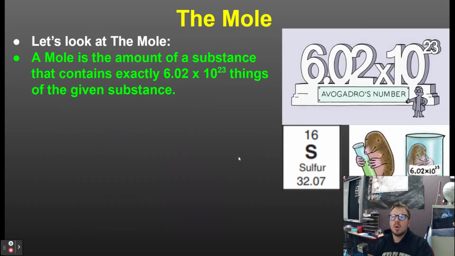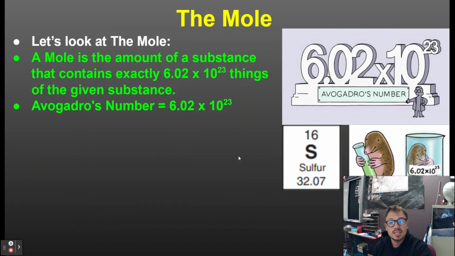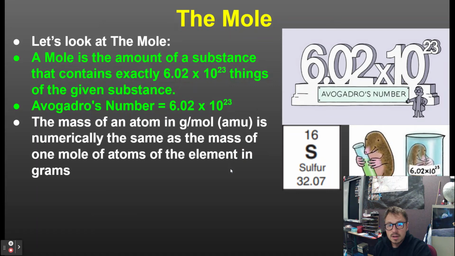So let's take a look at the mole. A mole is the amount of a substance that contains exactly 6.02 times 10 to the 23rd things of a given substance. So just like a dozen is 12, a mole is 6.02 times 10 to the 23rd. It's a very large number. It's Avogadro's number. That's what we call it, 6.02 times 10 to the 23rd.